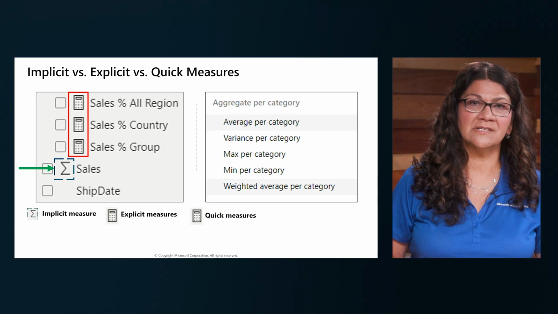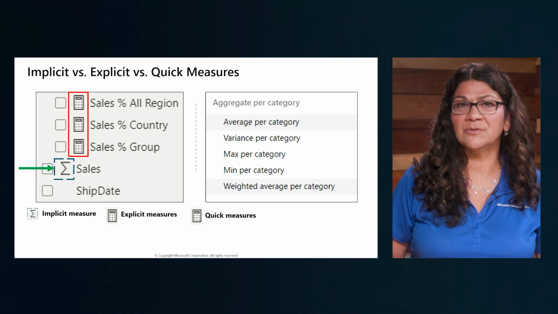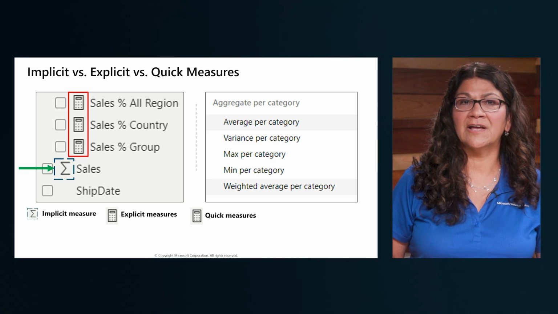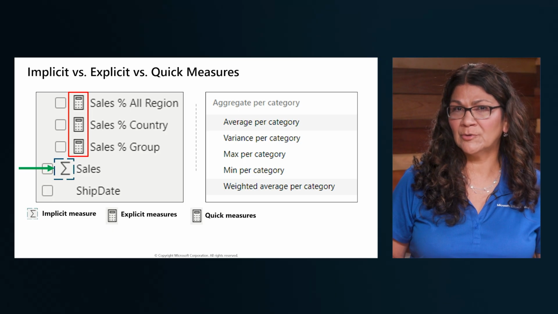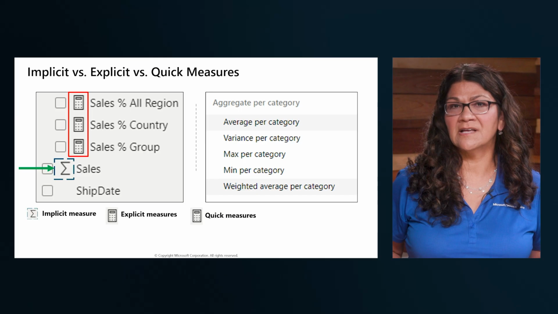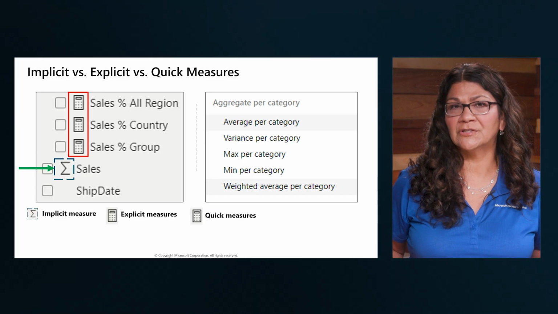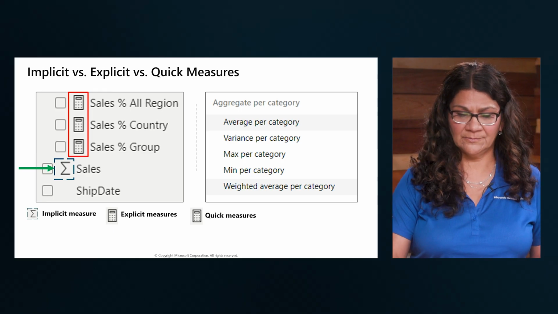Lastly, quick measures are predefined calculations in Power BI Desktop designed to assist users. While they offer a limited number of available calculations, you can easily select the appropriate fields, and Power BI will generate the measures for you, helping you to learn the DAX syntax.